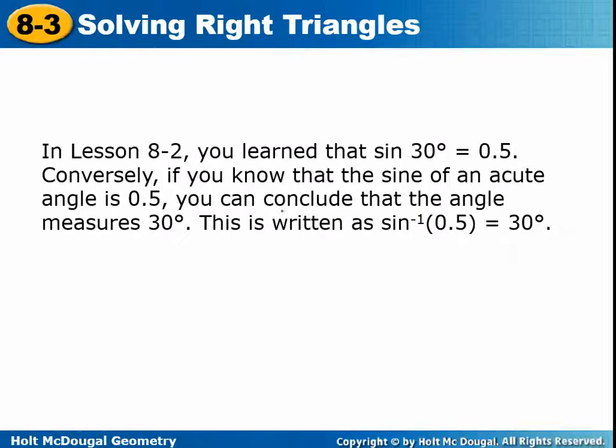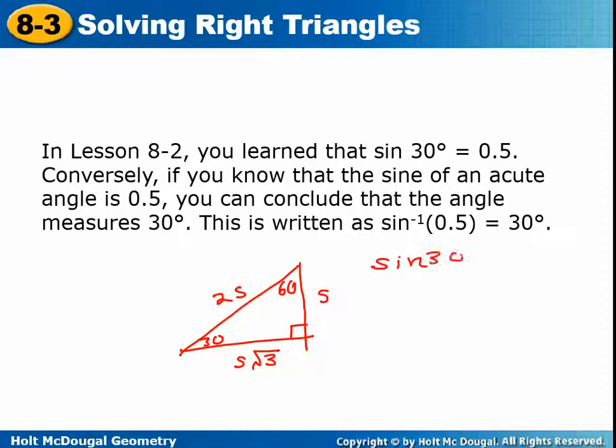All right, so if you remember our 30, 60, 90 triangle, I'm going to set this up. Let's say this is 30, this is our 60, and this is our 90 degree. If you know the short leg times 2 is equal to the hypotenuse, and the short leg times the square root of 3 is equal to the long leg. So if you find the sine of 30 degrees, sine is equal to the opposite over the hypotenuse, you would see that the s's would cancel and you'd be left with 1/2. The sine of 30 degrees is always equal to 1/2 or 0.5.